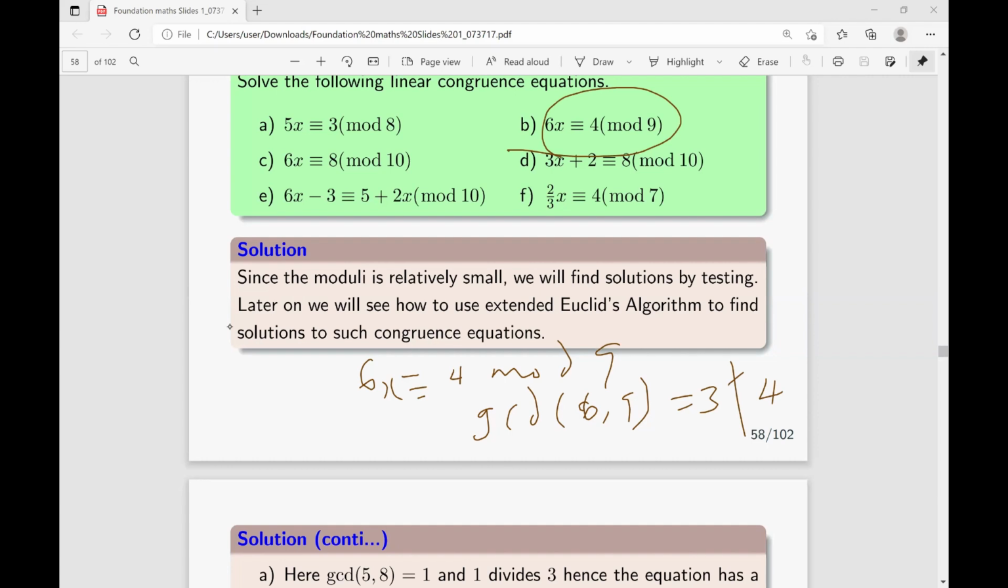You cannot find x. Even if you were to try to use trial and error, using numbers from 0 to 8, if you try all these numbers, none of them will give you a solution. None of them is a solution. So this one has no solution. Let's look at the next one.